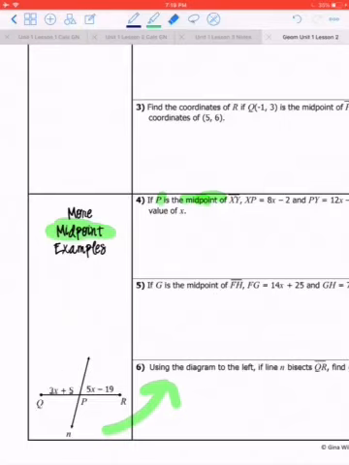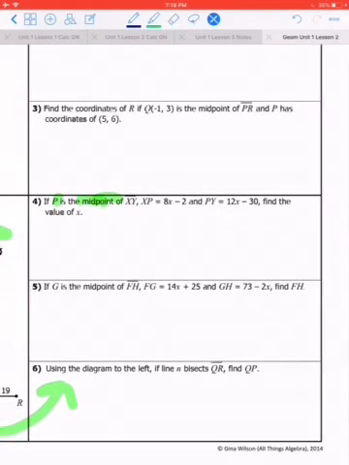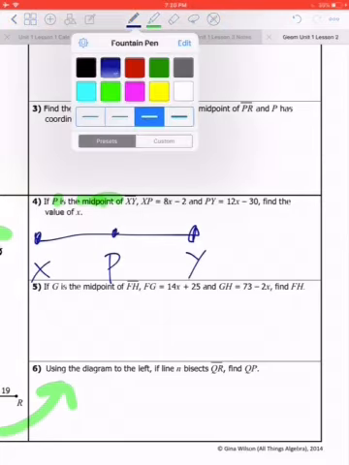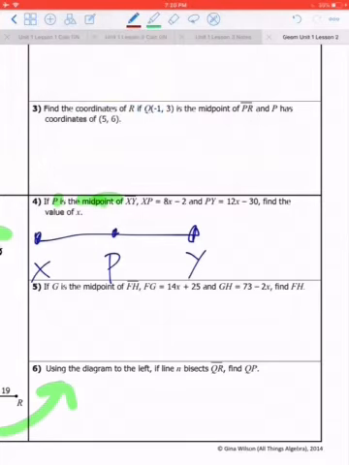Okay? So, 4. If P is the midpoint of XY, XP is 8x minus 2, and PY is 12x minus 30. Find the value of x. Okay, so we have x, y, and P is the midpoint. Okay, so that means on either side of P, they're equivalent. So XP is equal to PY. They are the same because P is a midpoint.